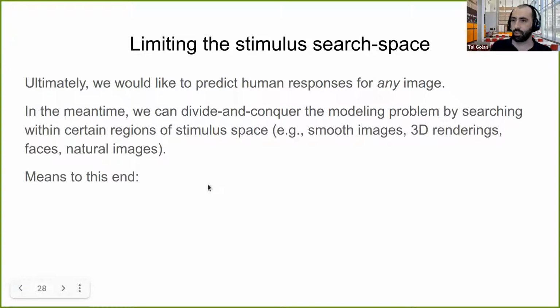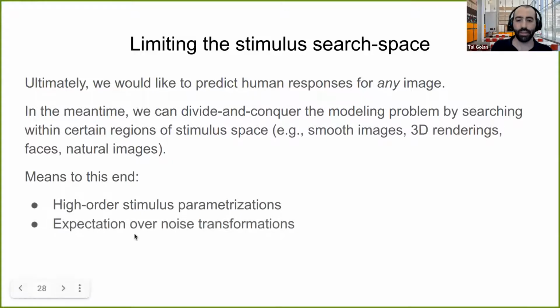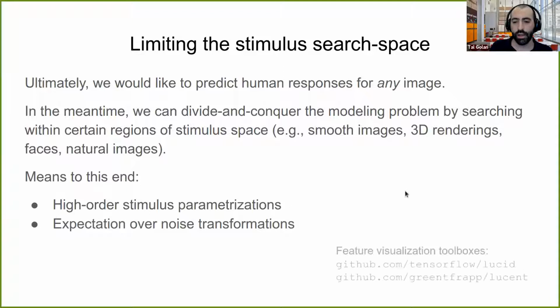There are very useful tools for achieving this goal that we can borrow from the literature of feature visualization, in which researchers intentionally want to create interpretable, aesthetic images that provide some kind of insight about how the internal representations of these models work. One means is high-order stimulus parameterizations, and I will explain in a moment. The other is expectation over noise transformations. Both of these are implemented in feature visualization toolboxes. We have the TensorFlow package Lucid, and there's a PyTorch adaptation called Lucent, and we will use the PyTorch adaptation in the hands-on tutorial.